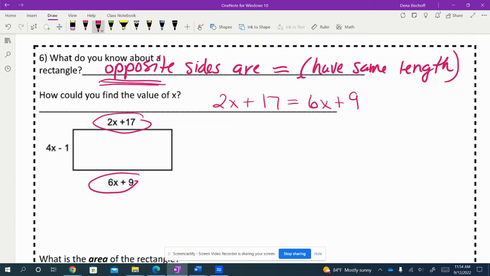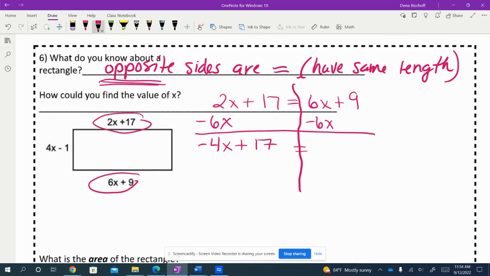Okay, so let's solve for x. Abigail, what do you want to do first? Subtract 6x. I love that. From both sides. Negative 4x plus 17 equals 9. Brody, what do you want to do next? Minus 17. Yeah, I love that. Minus 17 from both sides. Awesome. So negative 4x equals negative 8.